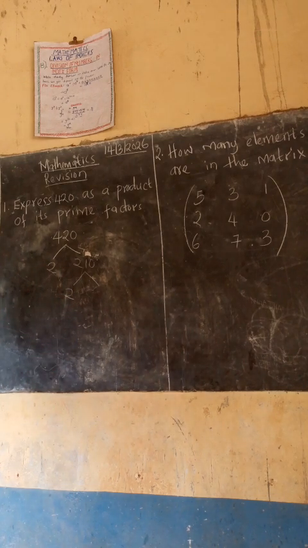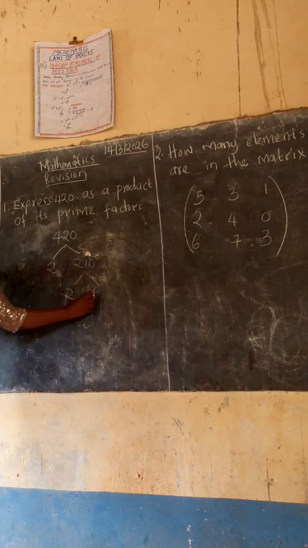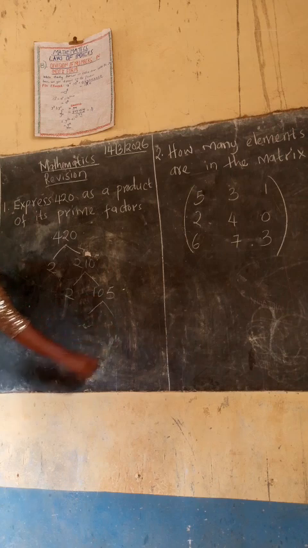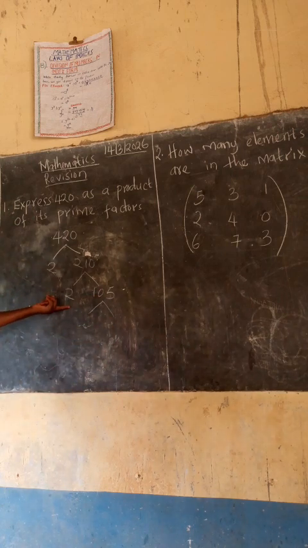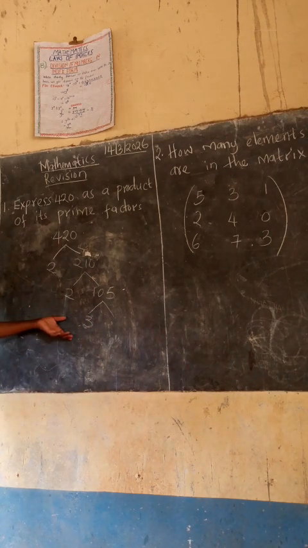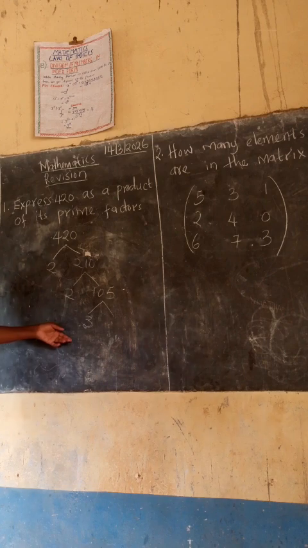Then again we check whether 2 can divide 210. Can it? Yes. Gloria? 105. Can it divide 105 again? No. So we move to the next prime number, which is 3. What is 105 divided by 3? Caro?